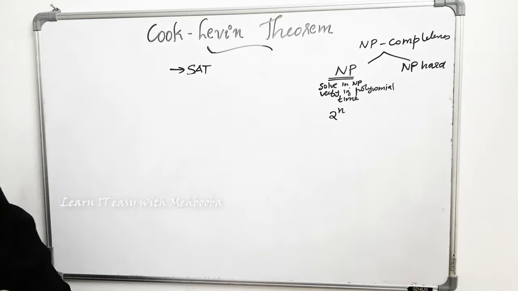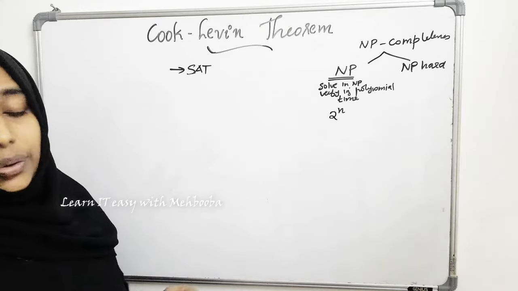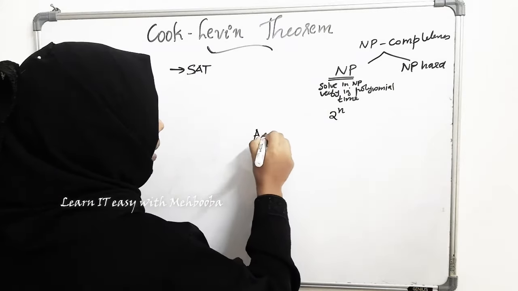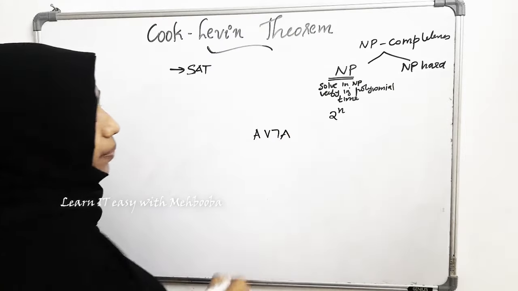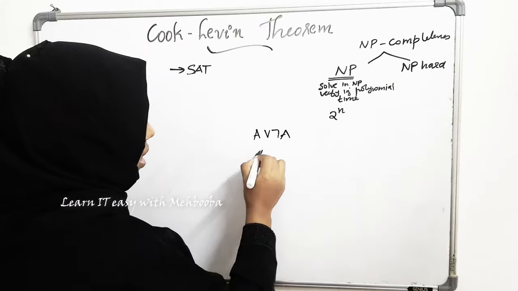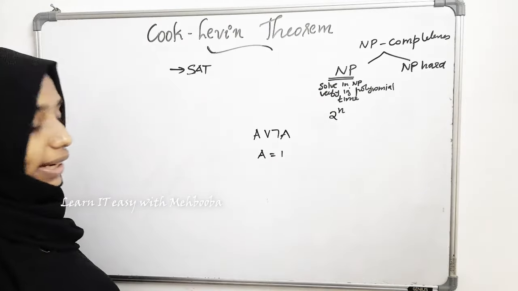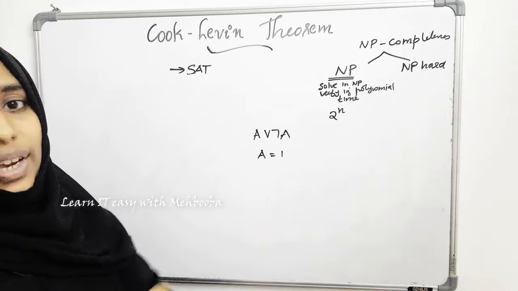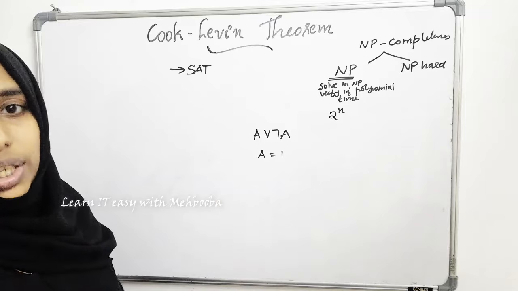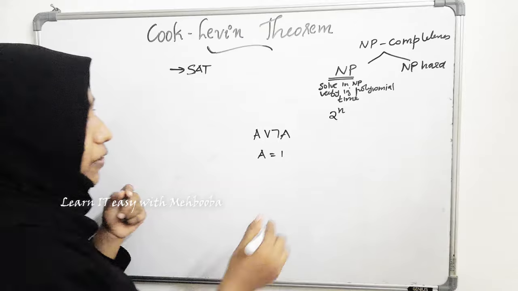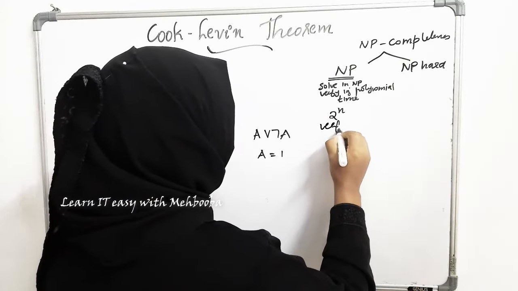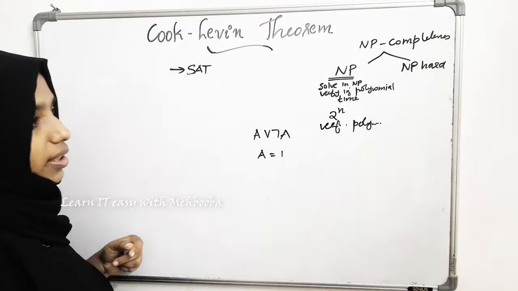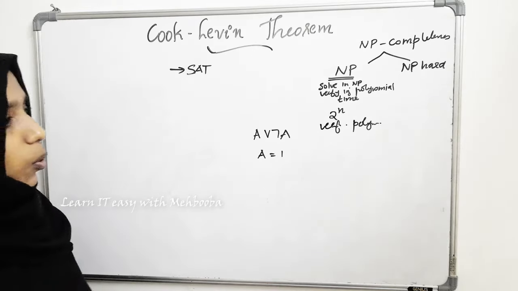But once a solution is obtained, you can easily verify it. Because if there is a formula like A or negation A, and somebody says that if you assign 1 to A, you can get the output 1, I can easily verify that by simply substituting the variables with the values given. So verification can be done in polynomial time. That is the condition for an NP problem.